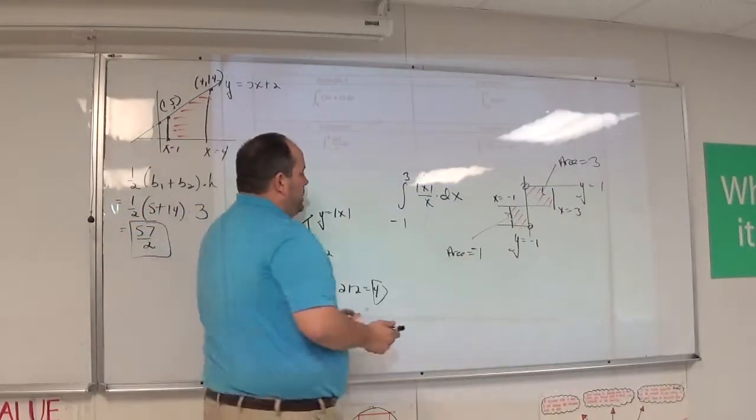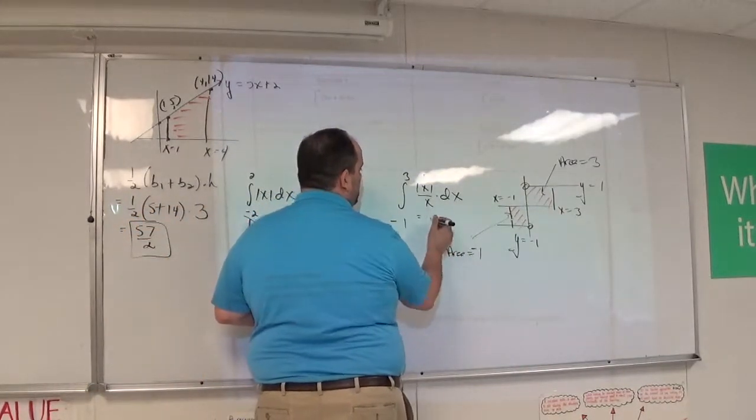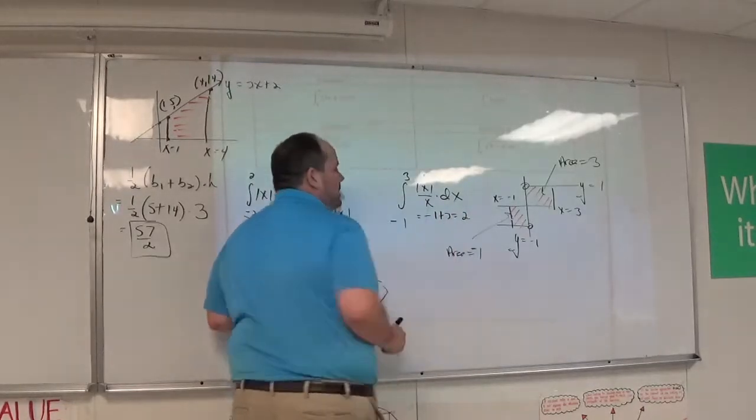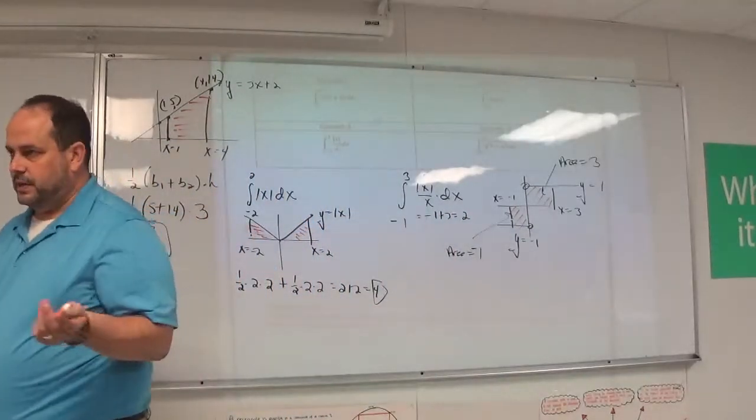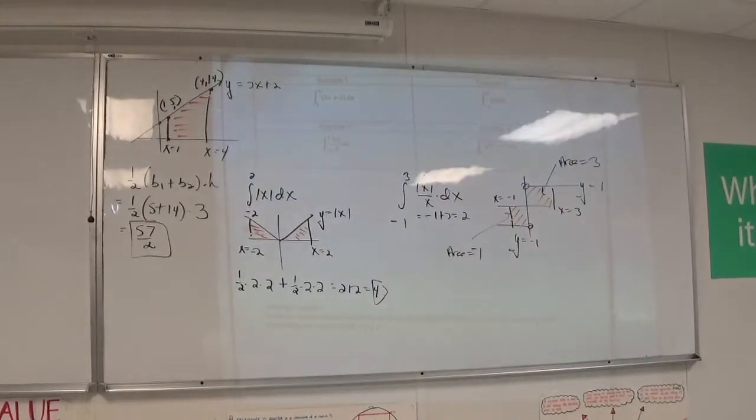So it's going to be 2? So your final answer is going to be 2. Negative 1 plus 3 is going to be 2. And everybody's still feeling good. Okay, last one.